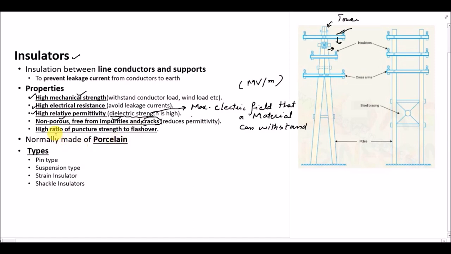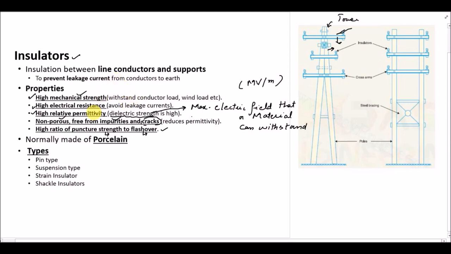And the last thing is that it should have a high ratio of puncture strength to flashover. Puncture strength is the measure of the insulator's capability to withstand the puncture voltage, or the high voltage value that it can withstand without being punctured. This is known as puncture strength. If the puncture strength to flashover ratio is higher, there is less probability of the insulator being permanently damaged, because before the puncture occurs there is a flashover between the conductor and the grounded tower, and that flashover will be detected. But if we have a smaller puncture voltage, then the insulator will be permanently damaged before there is a flashover that can be detected.